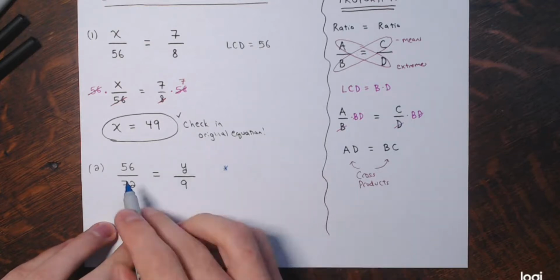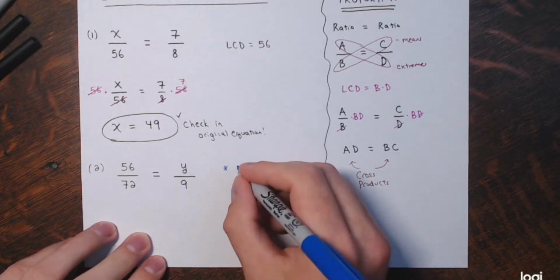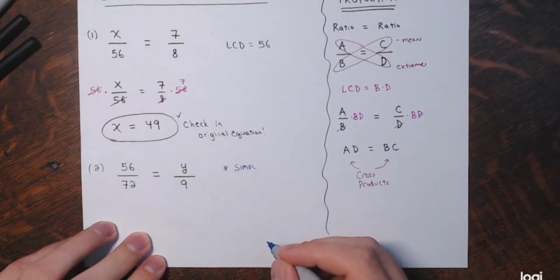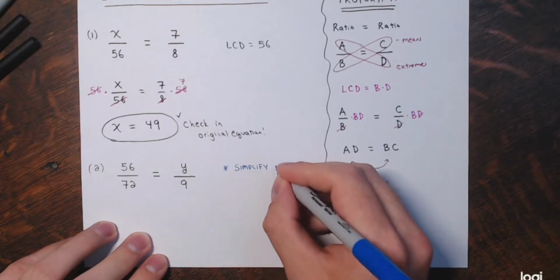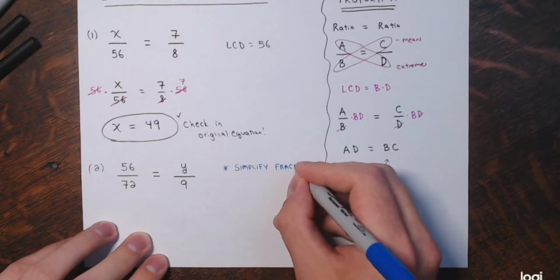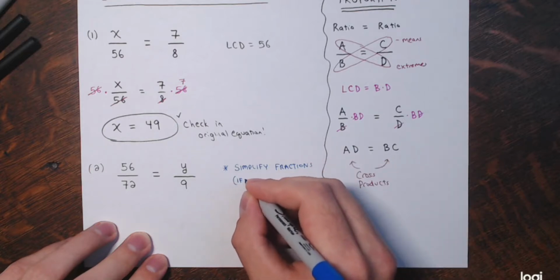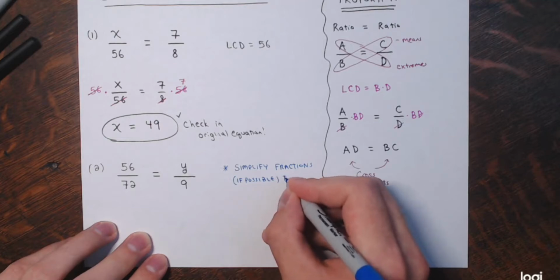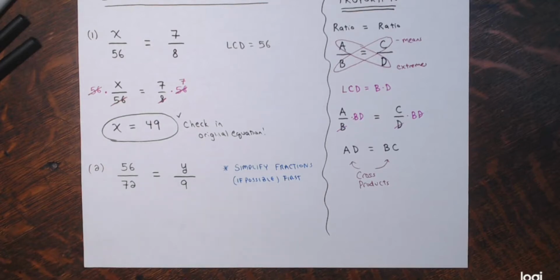I'm going to simplify fractions if possible first, because that'll make the numbers smaller. It might make expressions smaller. So I'm going to simplify either fraction if they can. Simplify fractions, if possible, ahead of time, or first. And then I'll go about finding the LCD and multiplying both sides by the LCD.